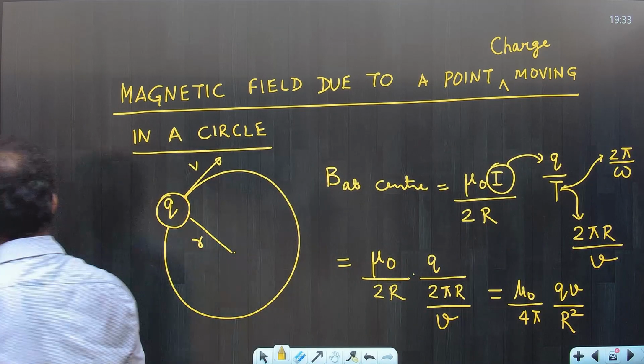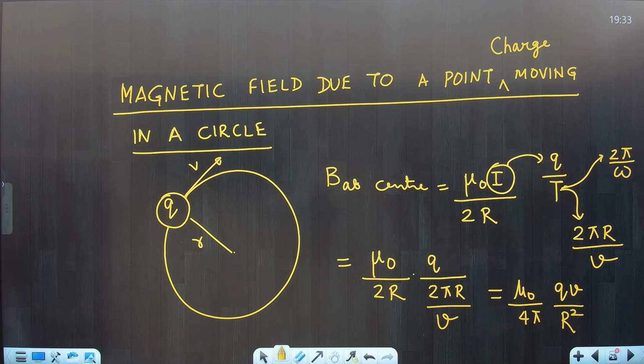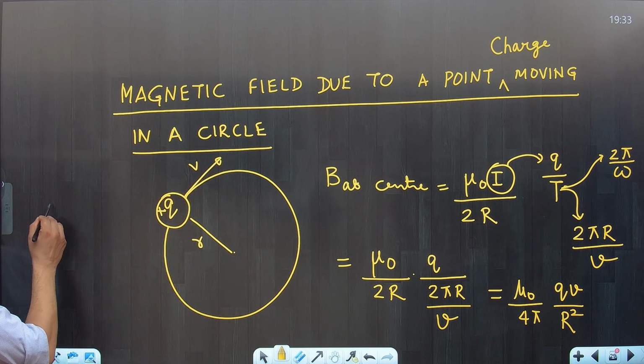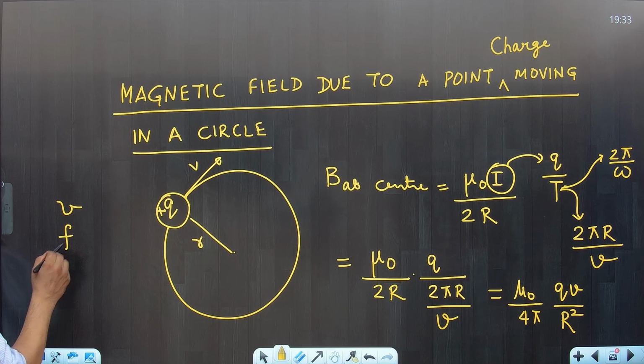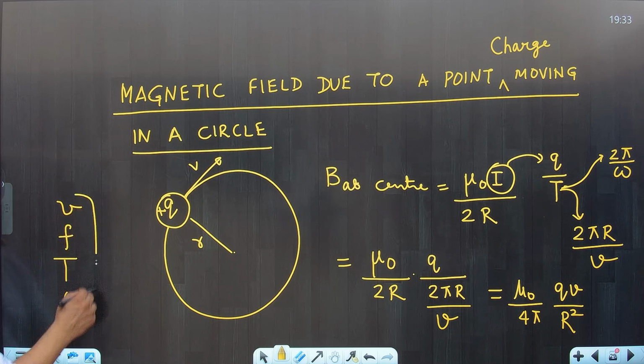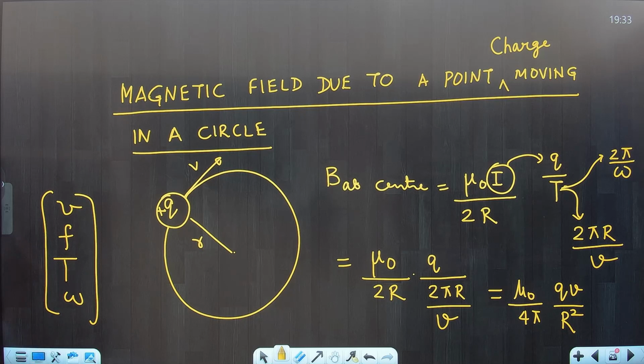the last one, magnetic field due to a point charge moving in a circle. This is a point charge moving in a circle, plus q, a point charge moving in a circle. Its velocity is v. You may be given its velocity or frequency or time period, or its omega, whatever. But what is the approach?